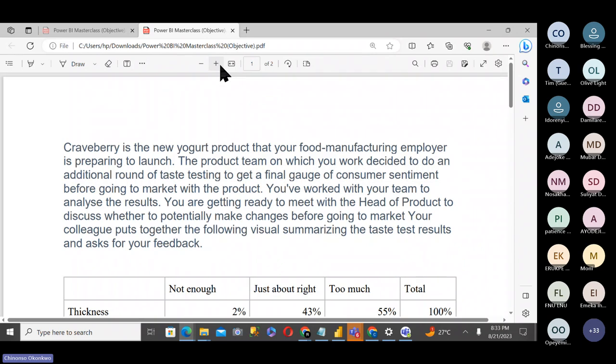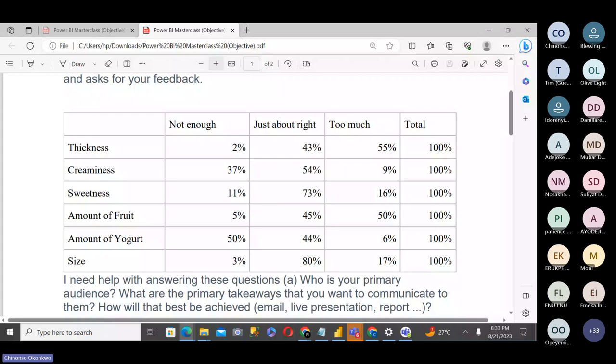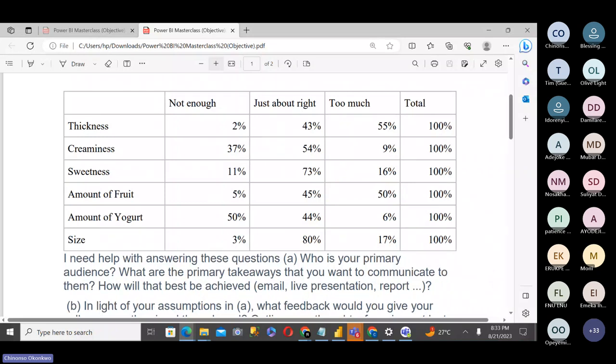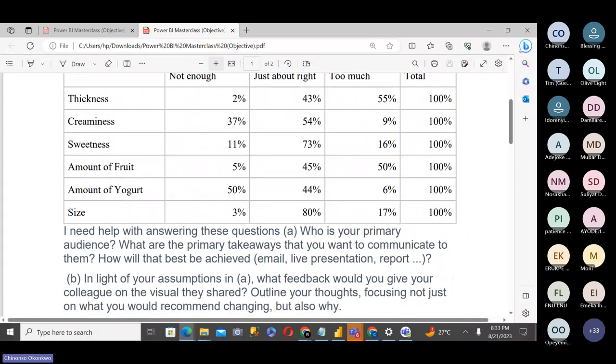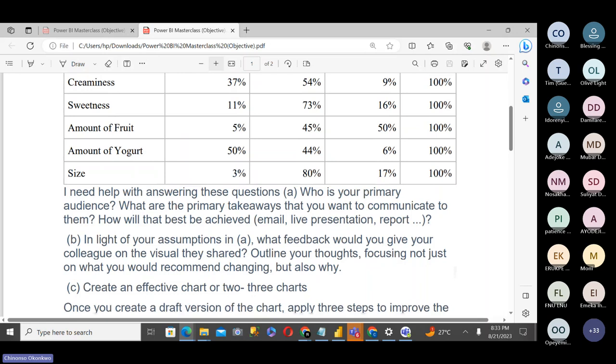So this is about a taste test analysis. We can see there are three criteria, basically: not enough, just about right, and too much. Thickness, creaminess, sweetness, amount of fruit used in it, amount of yogurt, and size. So I need help with answering these questions.